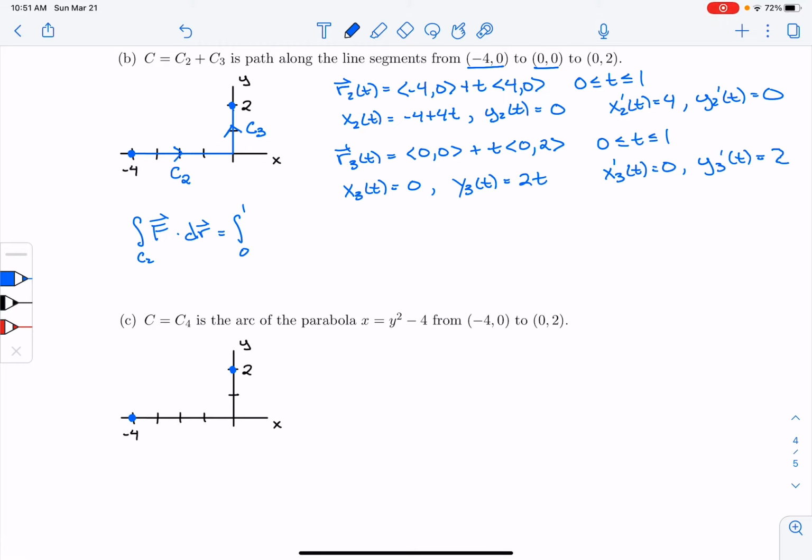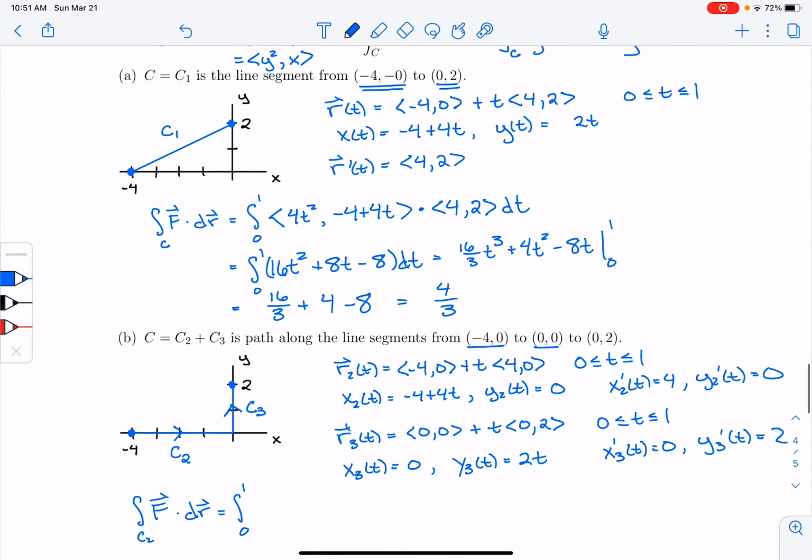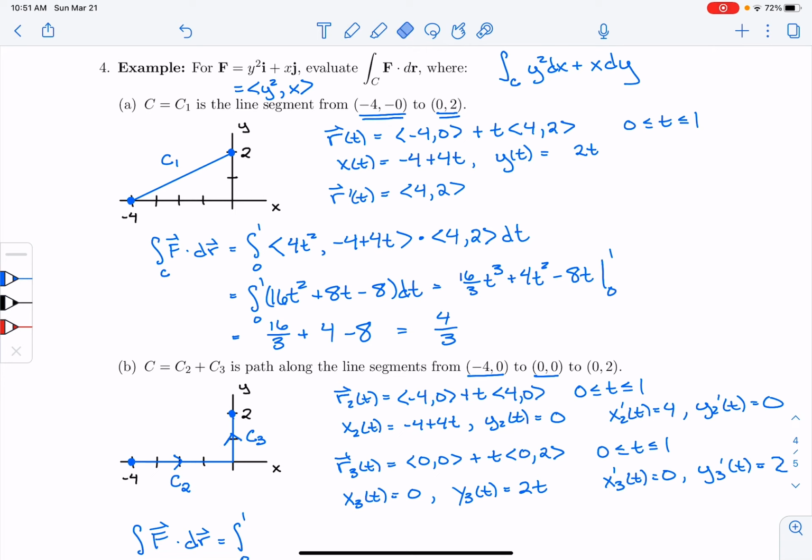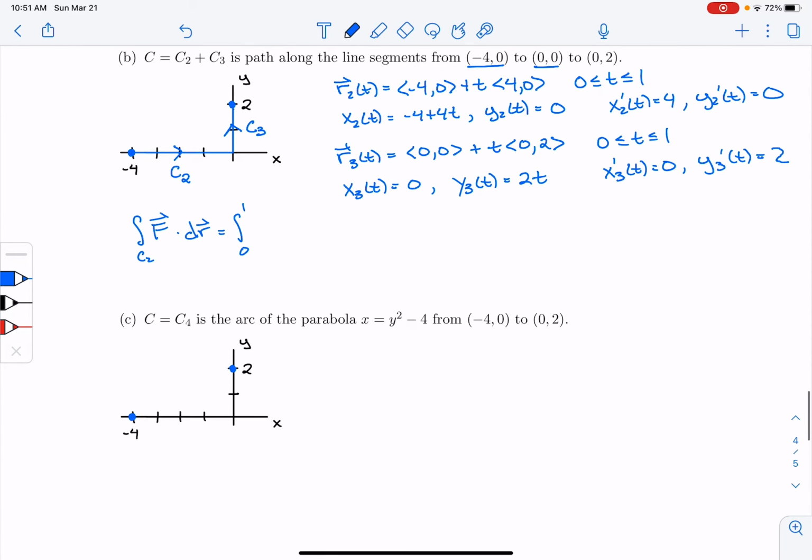So let's remind ourselves here that f is equal to y squared comma x. Okay, so f of r of t is going to be y of t squared comma x. So y of t is 0, so this will be 0 squared comma x, which is negative 4 plus 4t. And then I'm going to dot that with r prime of t, which is 4, 0. I'm going to integrate that dt. Well, when I take that dot product, I'm actually going to get the integral from 0 to 1 of 0 dt. And so, in fact, I get 0. So no work is done by that force along that path.